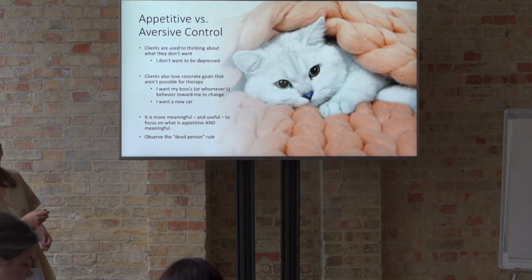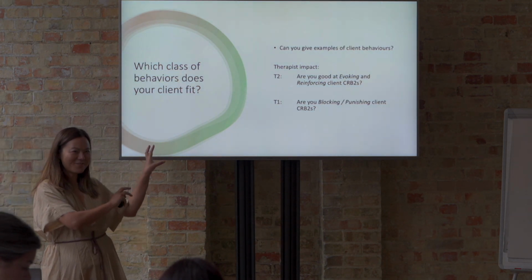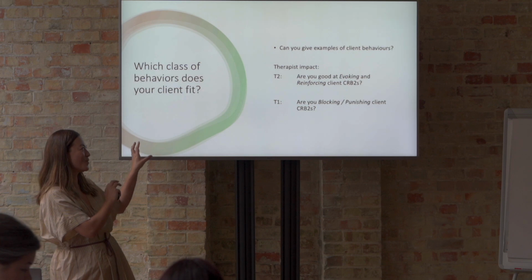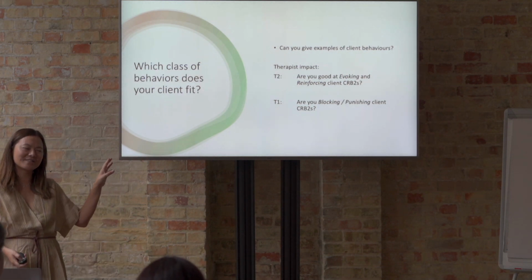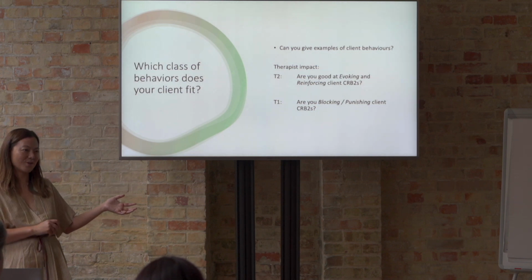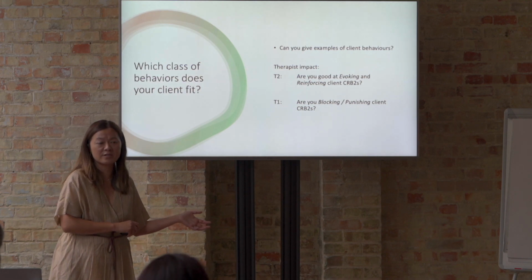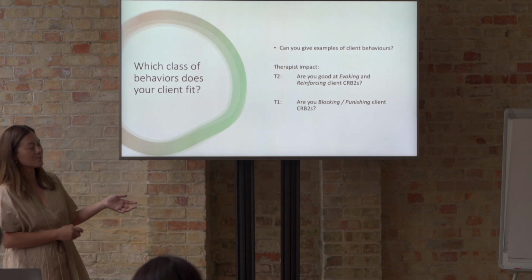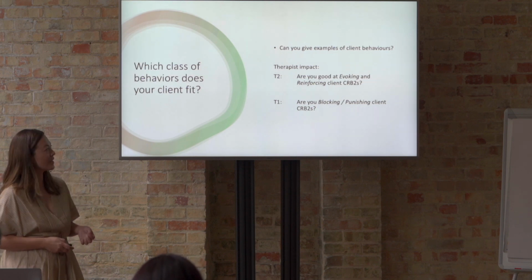And that's right. So to clarify, does it make sense now, T1 and T2? T1 is when you basically evoke problem behavior and don't reinforce it, or punish the CRB2s. And T2 is when we are actually trying to bring out what we want to see.